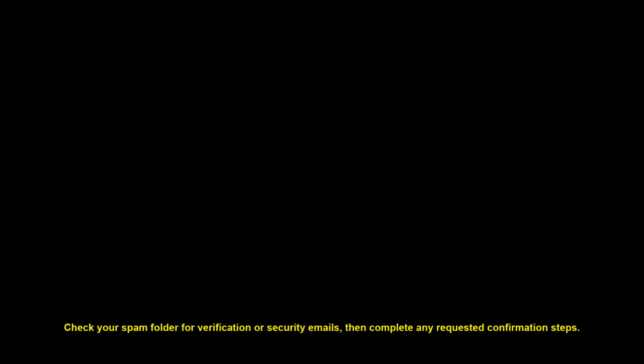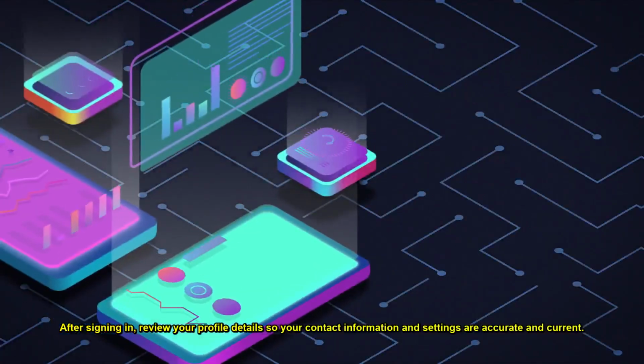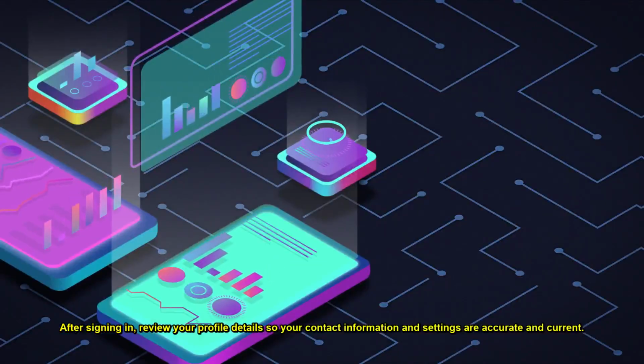Check your spam folder for verification or security emails, then complete any requested confirmation steps. Enable two-factor authentication if available to improve account security and reduce unauthorized access risk. After signing in, review your profile details so your contact information and settings are accurate.